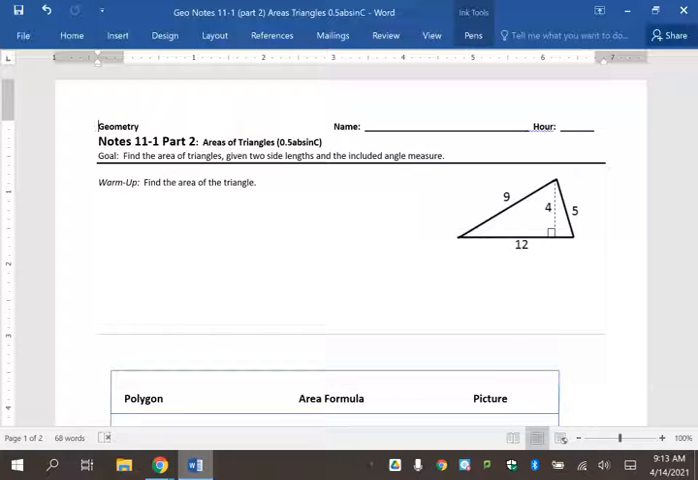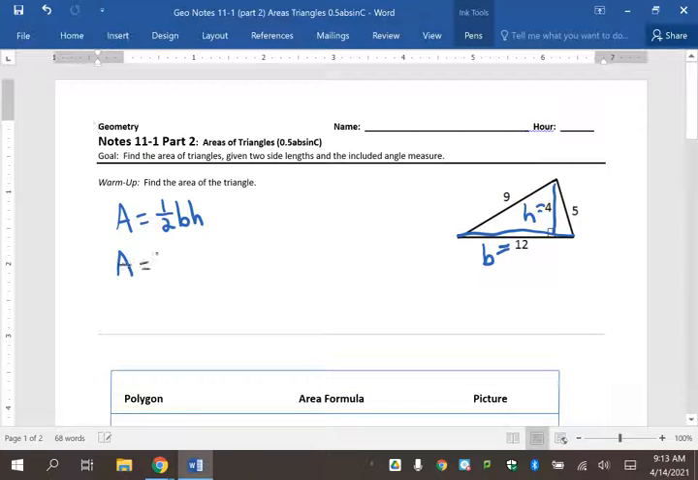Okay, so let's see how you guys did on this area problem. Area equals 1/2 base times height. You should have written that out already. You should have identified that the base is 12 and the height is 4, and the other pieces of information, the 9 and the 5, are irrelevant for this problem. So we don't need those pieces of information. We just need the 12 for the base, and the height is 4. Multiply those and you get 24.